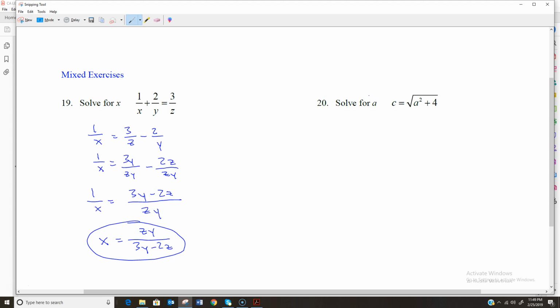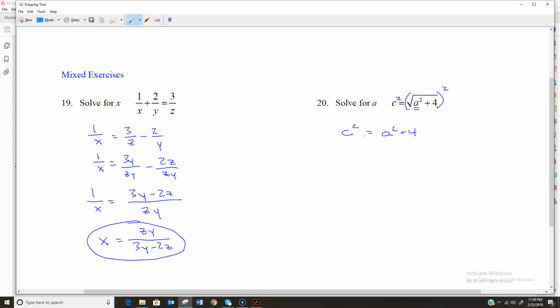Then on this problem, I want to get the a alone. And in order to get the a alone, I've got to get rid of this square root, I've got to get rid of this square, and I've got to get rid of the 4. But I've got to get rid of the square root first because the a squared is under it. So I'm going to square both sides. So that gives me c squared equals a squared plus 4. Remember, it's not this square that we're trying to get rid of, it's this square root. So the square root and the square cancel each other out.